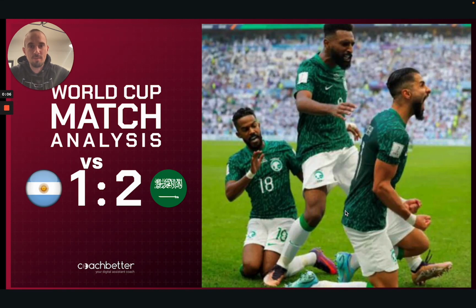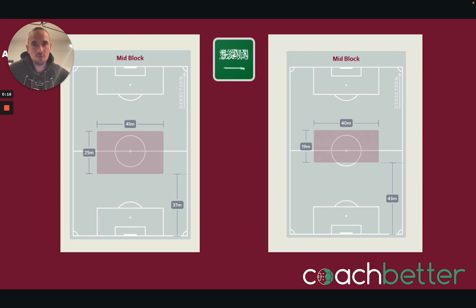Today we're going to talk about Saudi Arabia's famous win against the mighty Argentina and talk about the hot topic of the day, Saudi Arabia's high defensive line. So, first and foremost, was it a high defensive line? And we've taken this data from the FIFA technical report.